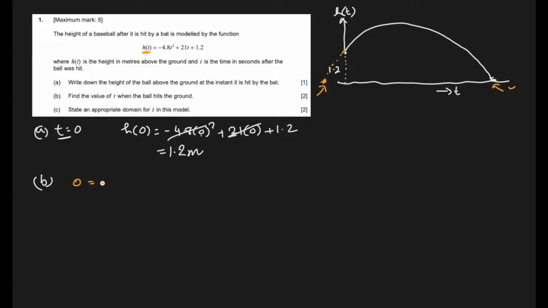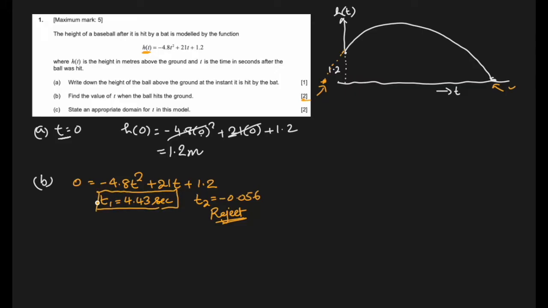Height is 0, so 0 is equal to minus 4.8t squared plus 21t plus 1.2, and we need to solve this. It's 2 marks only. So we just have to solve this particular equation. Let me use my calculator for doing that. And when I used my calculator, I got 2 times. One was 4.43 seconds, and one we got negative 0.056 as expected. Time cannot be negative, so we reject this time, and 4.43 is the time when it hit the ground.